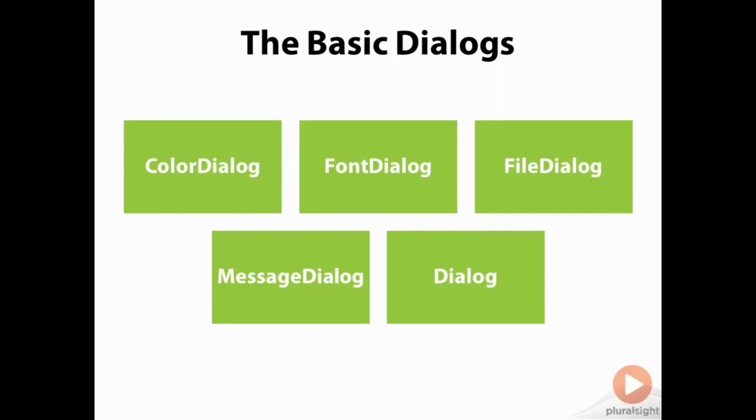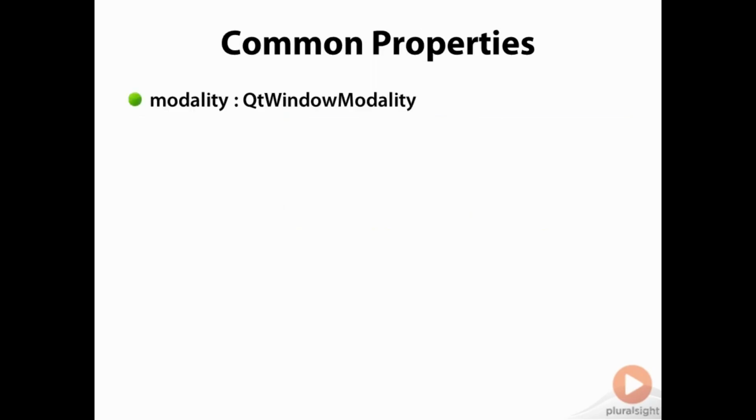There are 5 basic QML dialog objects. The color, font, file, and message dialogs share a number of common properties, and the basic dialog also shares some of these. They all share 4 common properties. The modality property allows you to set the dialog as being window modal, application modal, or non-modal. Please think carefully about using the non-modal setting. There seem to be a lot of programmers out there that create non-modal dialogs that should actually be modal.